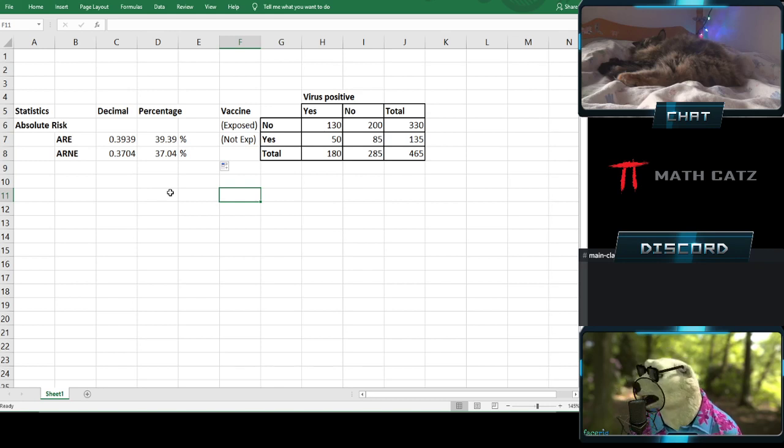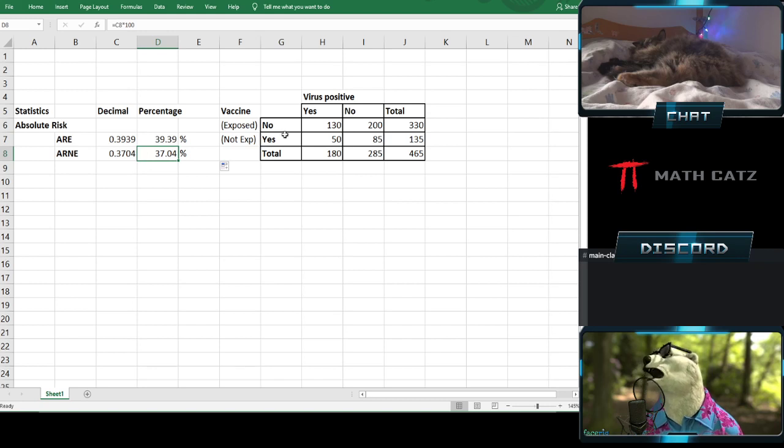All right. So at this stage, I like to pause and just think, what is happening here? Of course, this is just fictitious data, right? Let's see. So being exposed, not receiving the treatment, I have a 39.39% chance of getting the virus. Receiving the treatment, I have a 37% chance of getting the virus. So they're very close to each other.